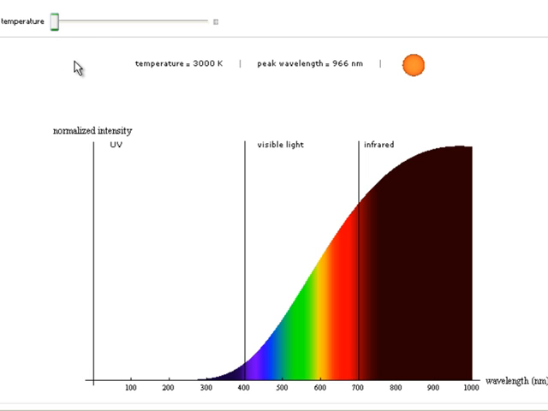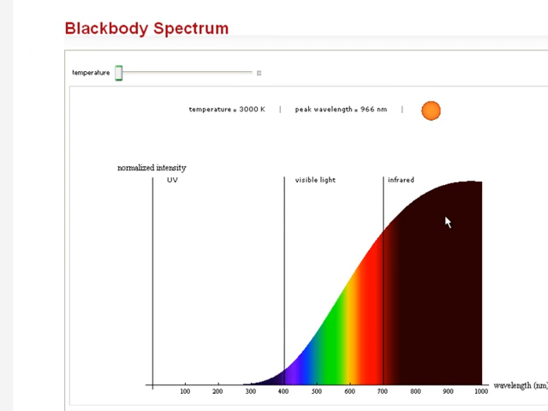So next lesson we're going to be looking at the black body spectrum, especially in the infrared area, which is where heat is given off. And we're going to see how this black body spectrum helps us to understand how the Earth is absorbing and emitting heat from the sun.